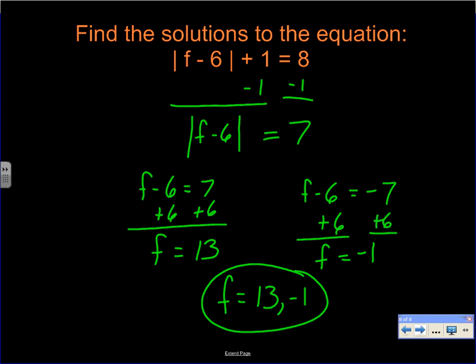Absolute value equations will have two answers. I think that's all we have for solving absolute value equations. Just a short, quick video here.